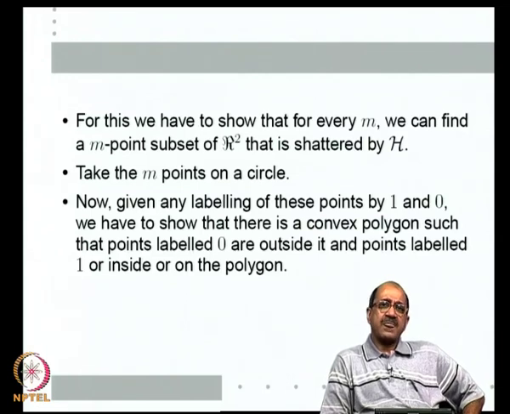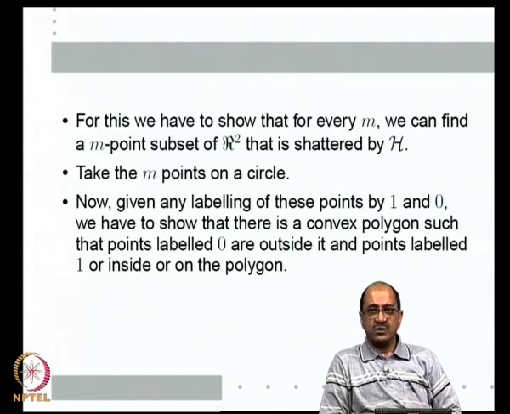What you have to show is this: given any labeling of these m points, so you arbitrarily label these m points 1 or 0, then given any one labeling like that, we have to show that there is a convex polygon such that the points labeled 0 are outside the convex polygon and points labeled 1 are inside or on the polygon.